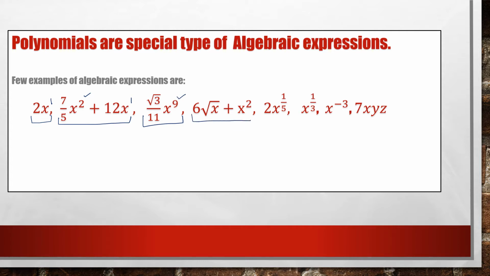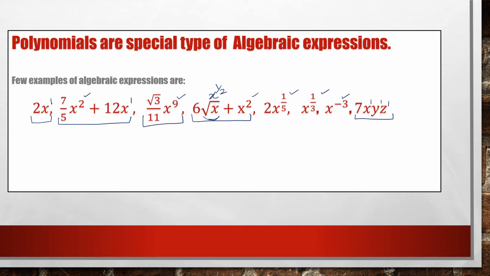Now in this algebraic expression, it is given in the radical form, so it can be expressed in exponential form. So the exponent on variable x is 1/2, here it is 2. Similarly, here it is 1/5, here it is 1/3, this is minus 3, and there are 3 variables. So exponent on each variable is 1 here. So these are the exponents on each variable.